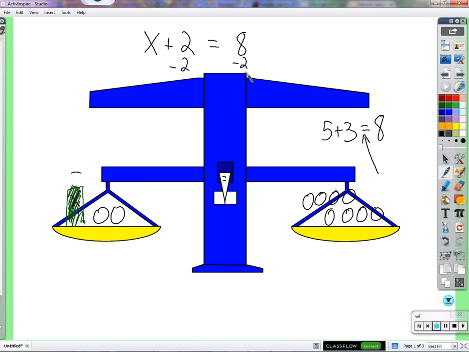Because whatever you do on the one side equals the same. Why though? See, that's the most common response that I get, because it's been drilled into your head. Whatever you do to one side, do it to the other. But why do you have to do it to both sides?